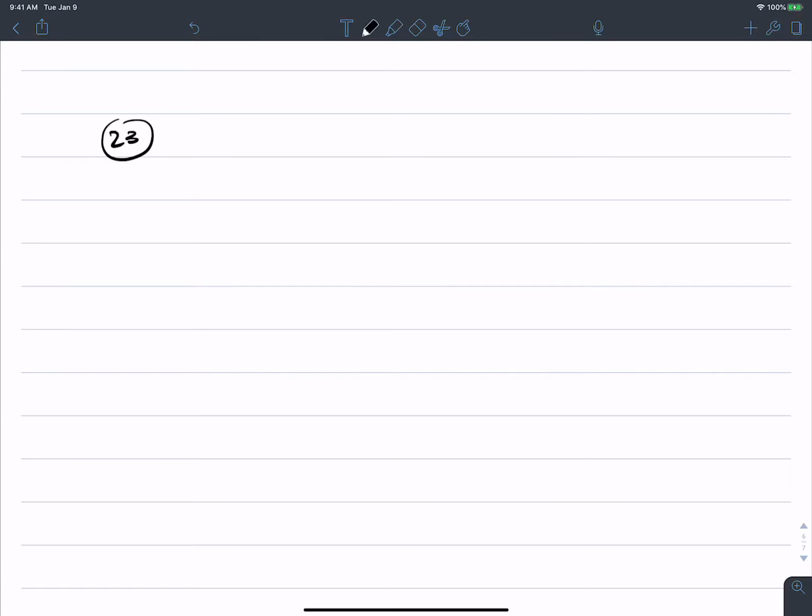Number 23. My function here is the square root of 16 minus x squared. This is a square root function. Now let's recall, when we find the domain for square root functions, we don't allow for the square root of a negative, meaning we are not going to consider complex or imaginary numbers. This is only real values, real numbers.